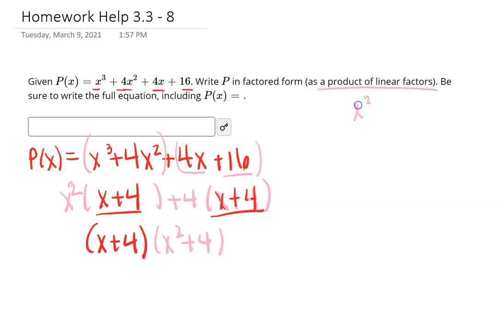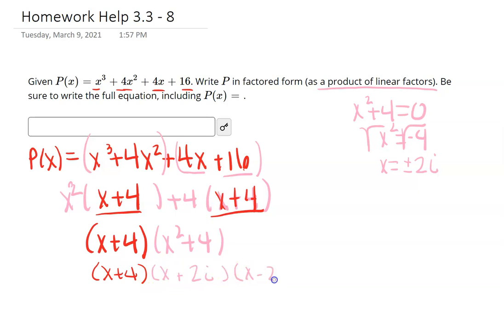If this had been x squared minus 4, that would be the difference of 2 squares. But let me come over here and show you what this looks like. If I were to set this equal to 0 and solve, I would get x squared equal to -4. Square root both sides, and that gives me x equal to plus or minus 2i, like we talked about in the last chapter with complex numbers. So the linear factors that would come out of this would be x plus 4, x plus 2i, and x minus 2i.